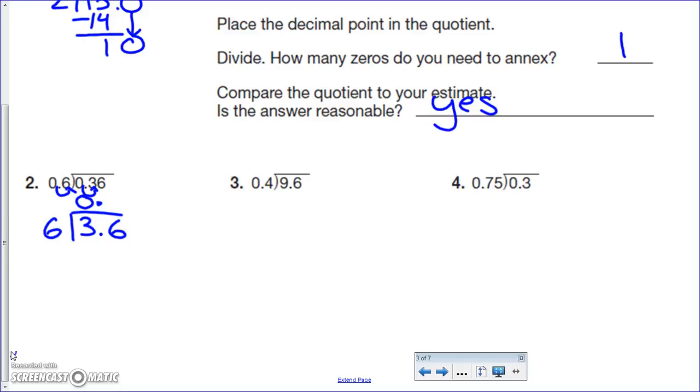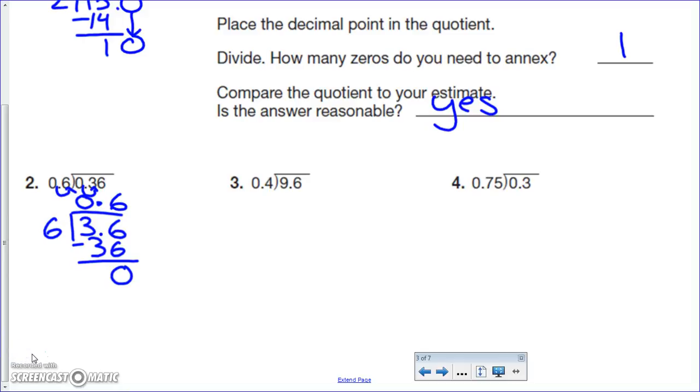Then we can divide 6 into 36, which we know goes 6 times evenly. So our answer is 0 and 6/10.